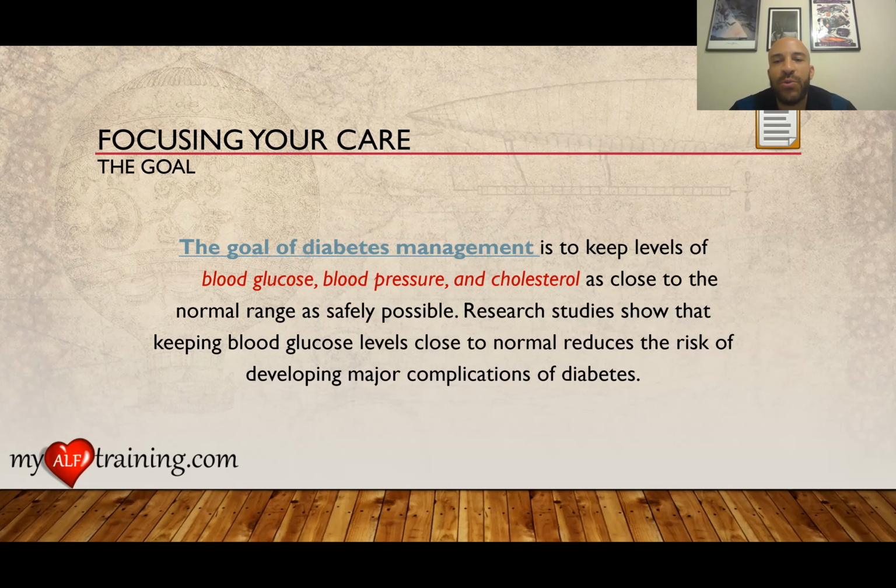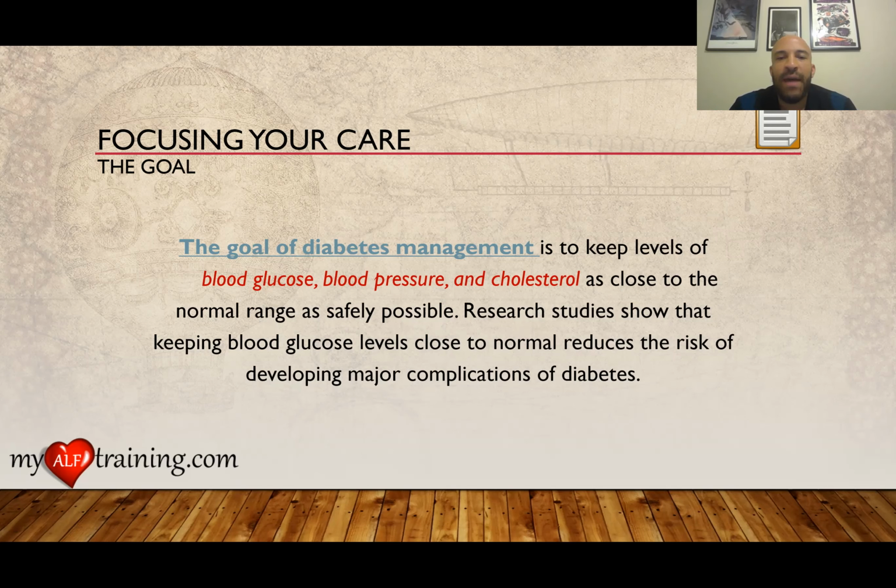And why is this important? Because research has been showing us that when we keep the blood glucose levels as close to normal as possible, it can help reduce the risk of the patient developing these major complications of diabetes, which are so frequently associated with patients who have diabetes that it makes management of a patient in a long-term care facility for any extended amount of time difficult for the healthcare workers there, because there are so many different factors that come into play when we're caring for patients who have diabetes type 2 and who have had it for any significant amount of time.